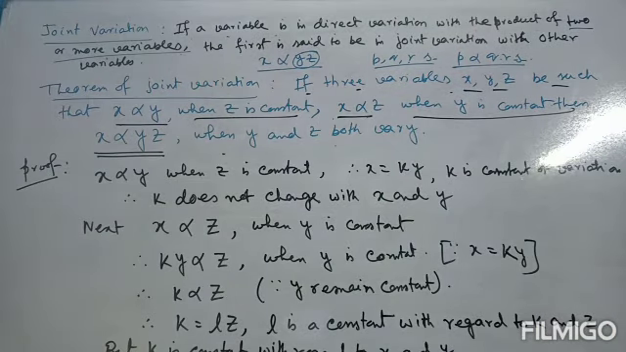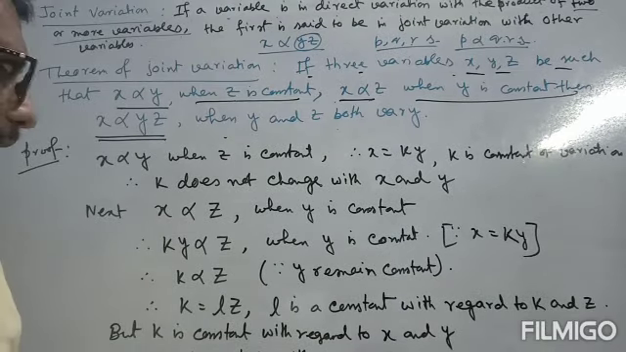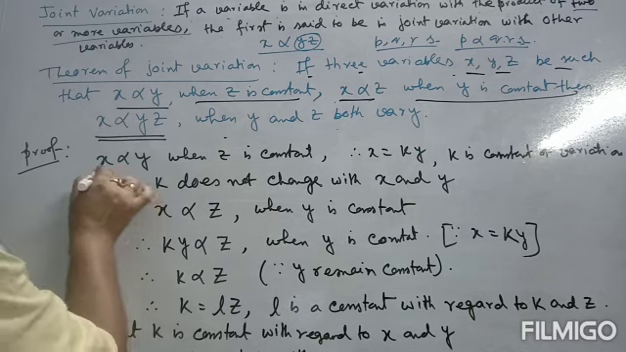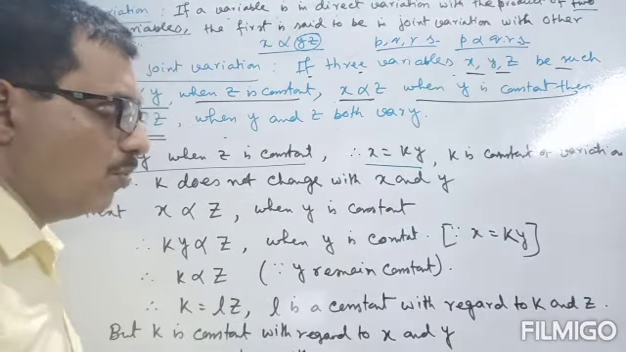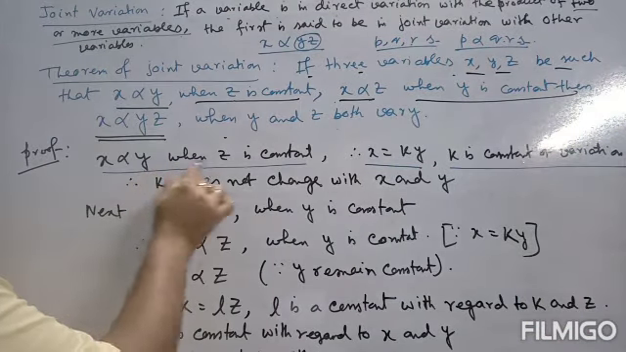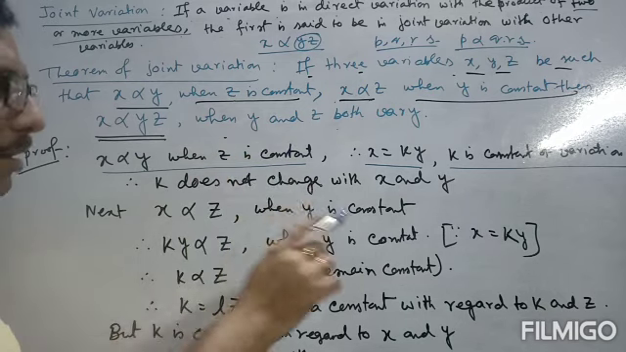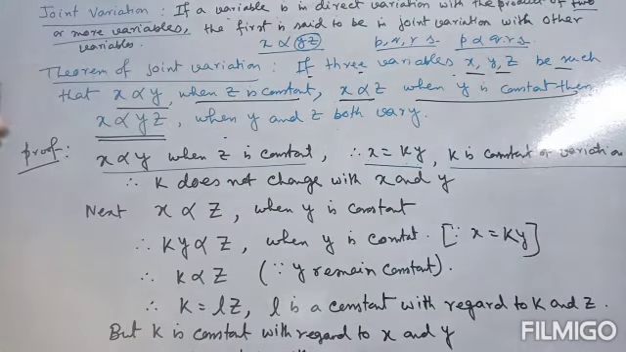Proof is most probably not in your syllabus, but here we give the proof of this also. Okay, first, x varies as y when z is constant. It is given x varies as y when z is constant. So we can write x is equal to k into y, where k is the constant of variation. Very simple. X varies as y when z is constant, no matter z. So x varies as y means x is equal to ky, where k is the constant of variation.